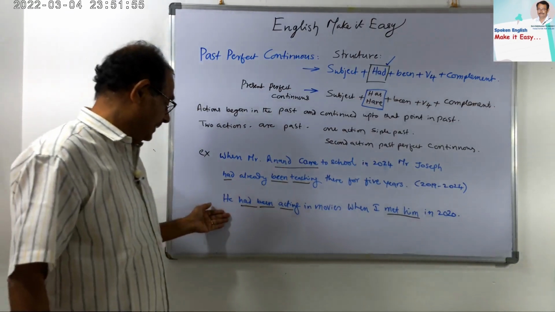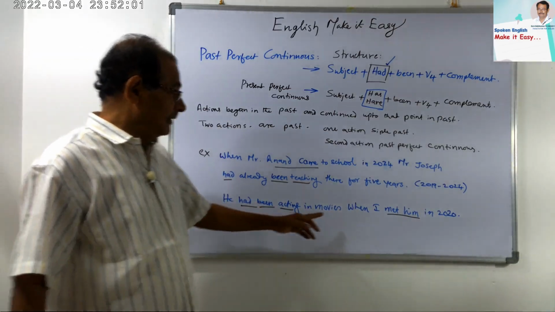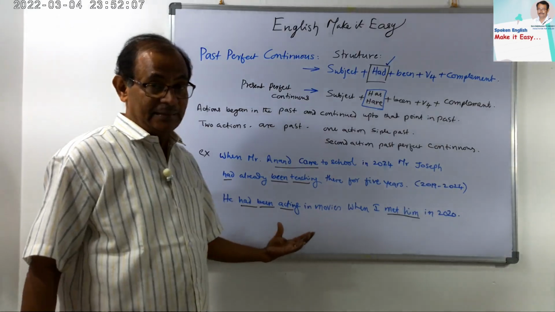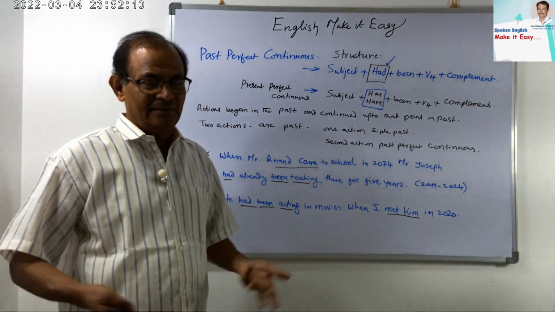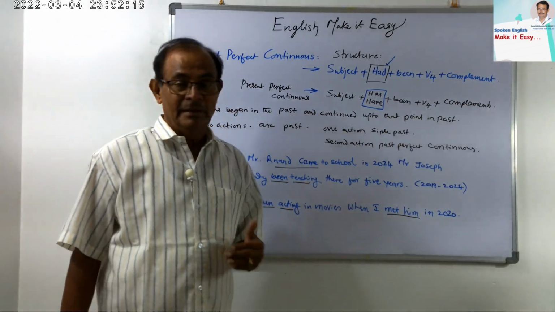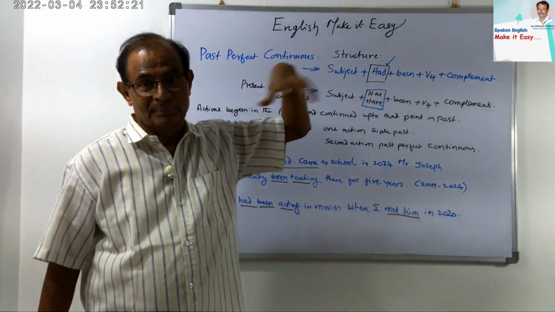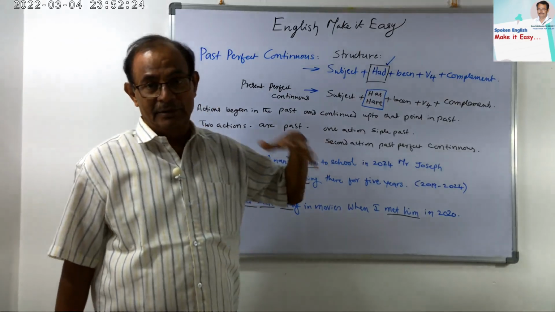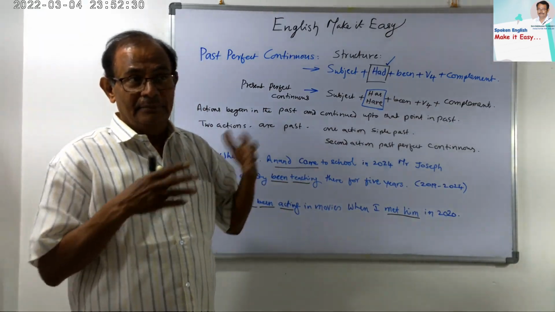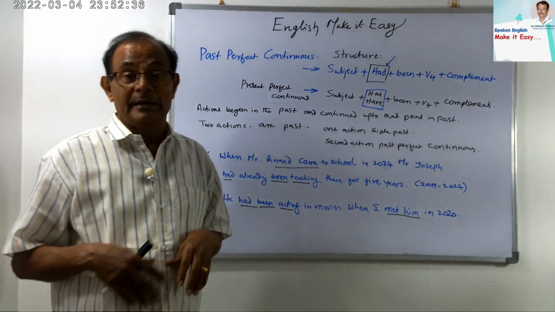Next we take here, he had been acting in movies. He had been acting in movies when I met him in 2020. Here, how many years he had been acting I did not mention. Maybe 10 years, 5 years, 2 years maybe. He had been acting in movies when I met him in 2020. I met him in 2020, and at that time he had been acting in movies. I met him in 2024 and he had been working for that particular company. I met him in 2019 and he had been working for a different company.